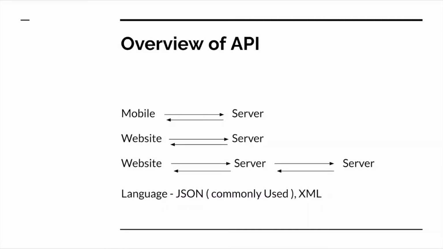In technical terms, if I explain, you can imagine two different applications to be any of these. It can be mobile and server, a website and server, or a website reaches to the server, which in turn reaches out to another server for accessing some information, accessing some data. You can consider an example of indigo.com or cheapairtickets.com, which will ultimately reach out to their server, and their server will reach out to Vistara or Indigo or Jet Airways or any of those websites.